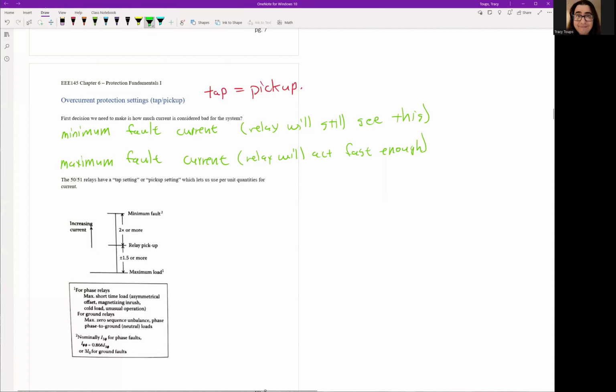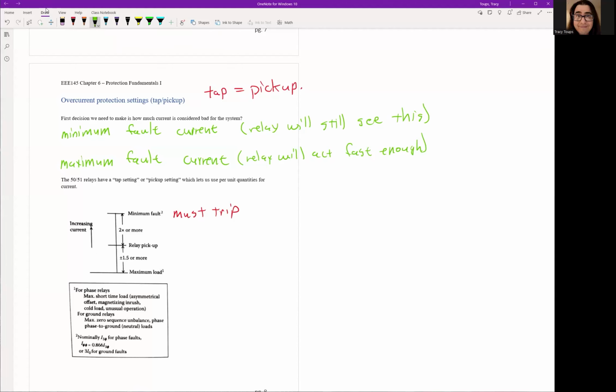So here's a golden rule of thumb that everybody should know. Okay. Remember, we talked about 3 stages. You got your minimum fault current. We must trip at the minimum threshold. So we need to make sure our relay pickup, our tap setting, is below this. Okay.